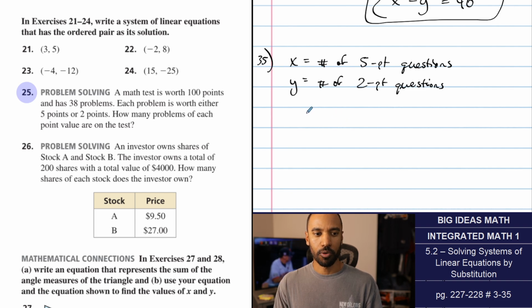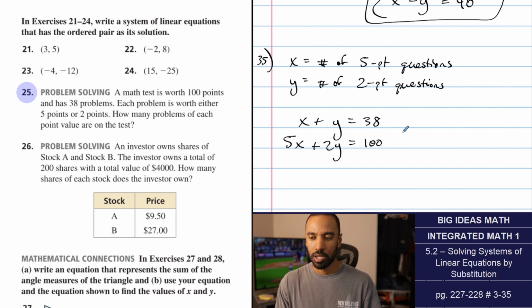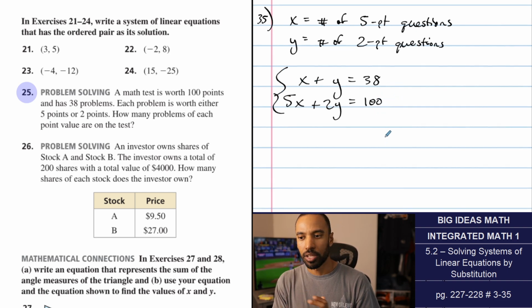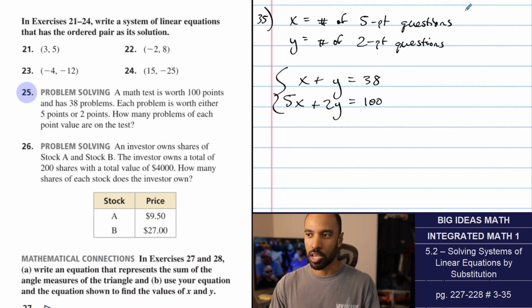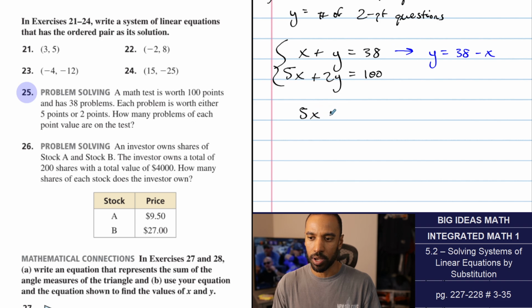So first of all, the number of questions, there are 38 of them, or problems. X plus y is 38. Now the number of 5-point questions are valued at 5 points each. So each time you get one, multiply by 5, and then 2-point questions multiply by 2. In total, it adds to 100. So that's our system. Neither of them have anything solved for yet. Let's get a variable solved for. How about the y on top? And this will say y equals 38 minus x. So now we can substitute 38 minus x in for y in the bottom equation.